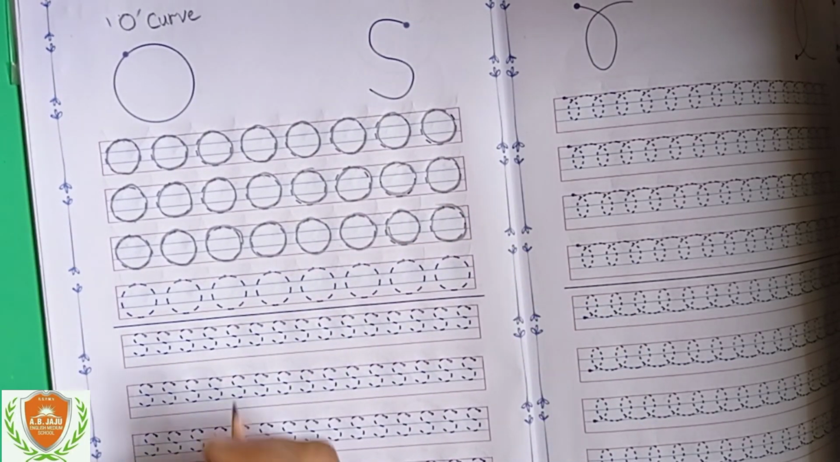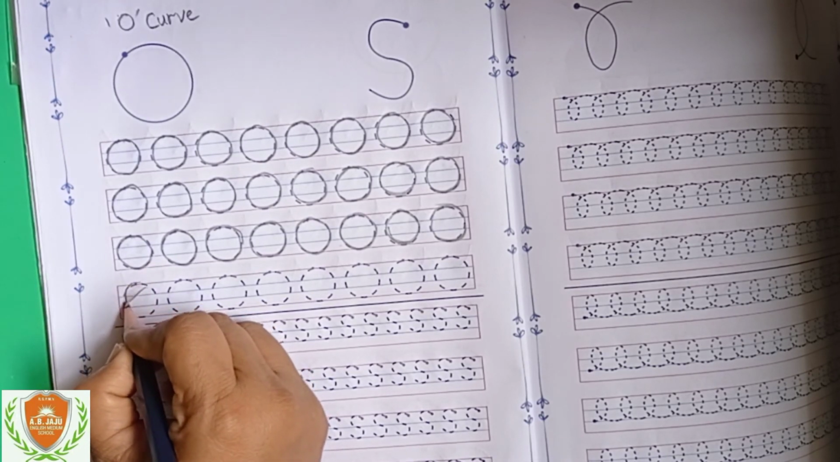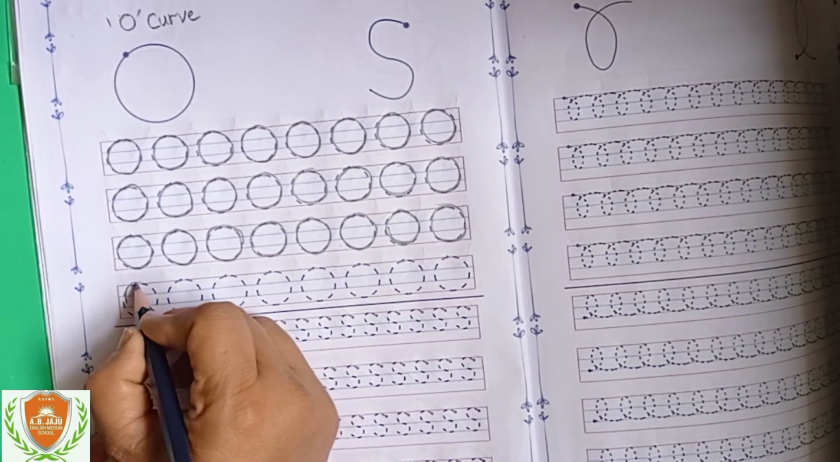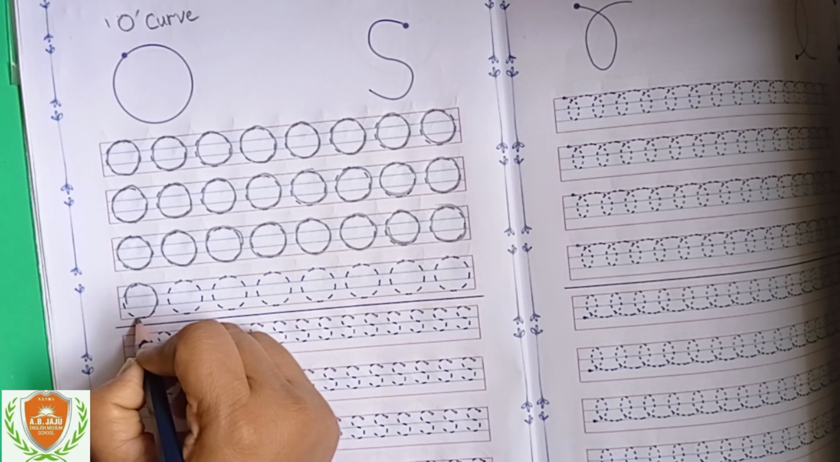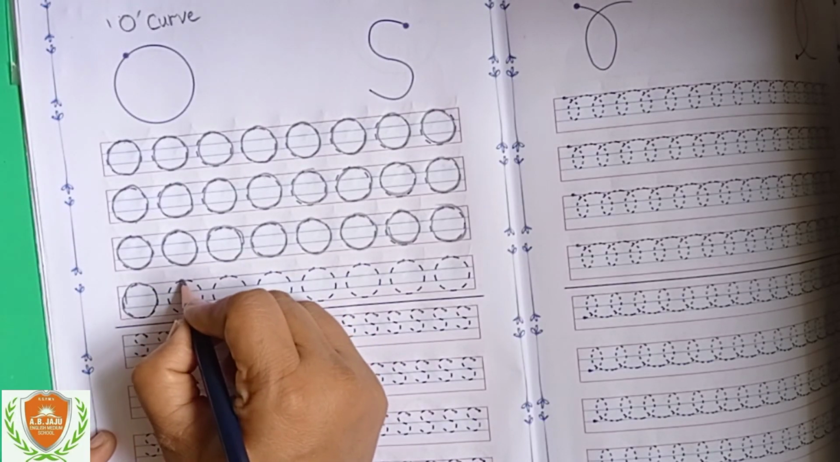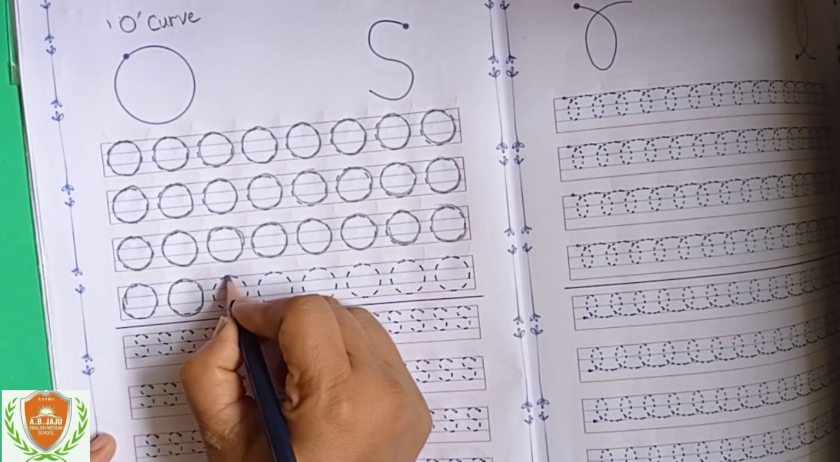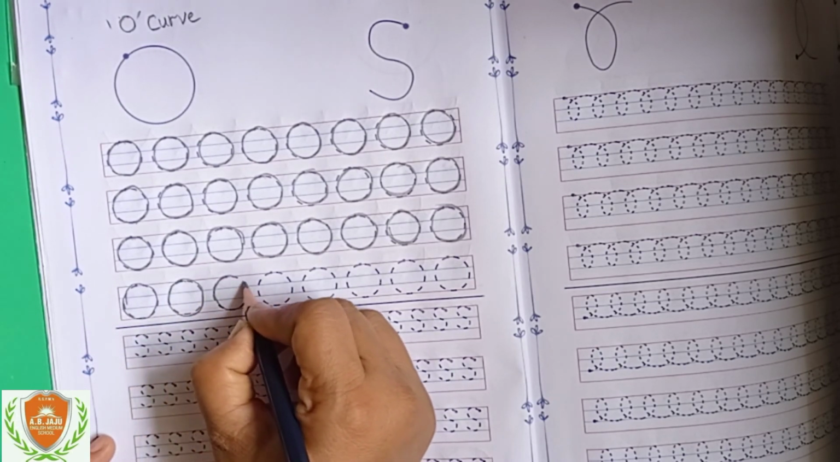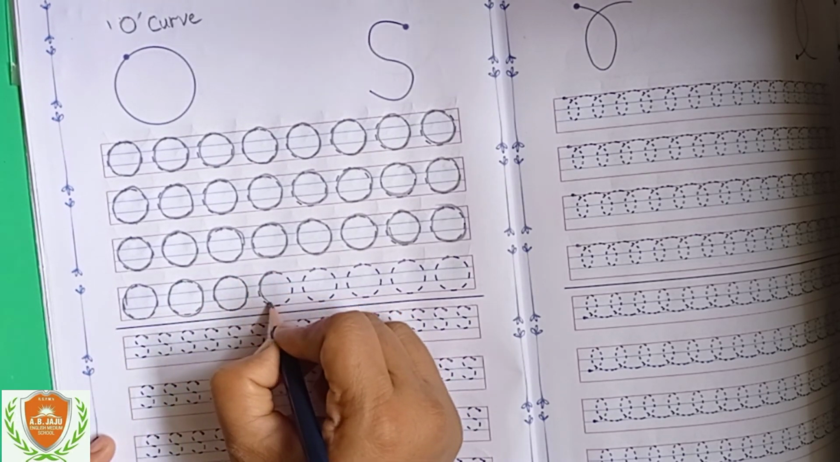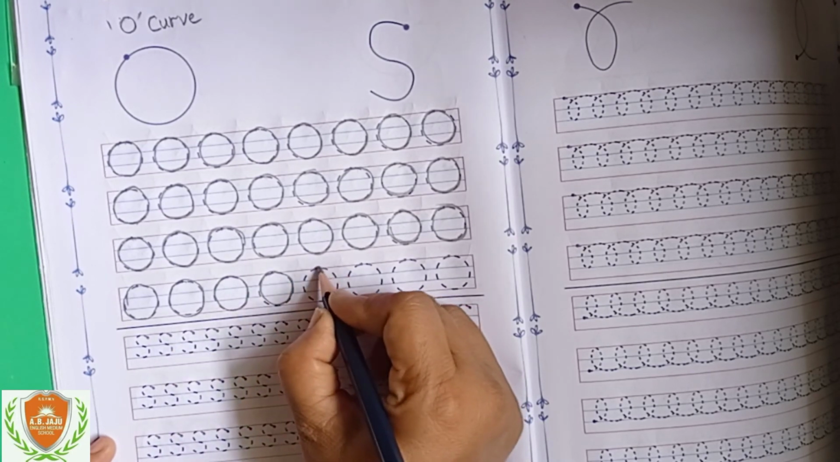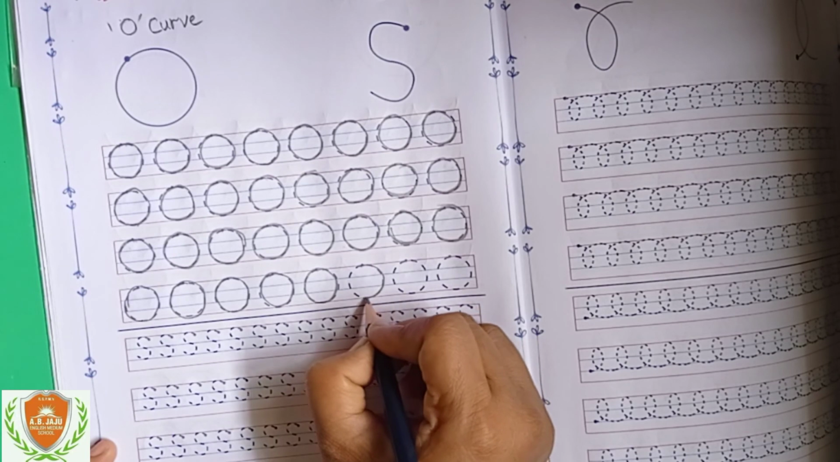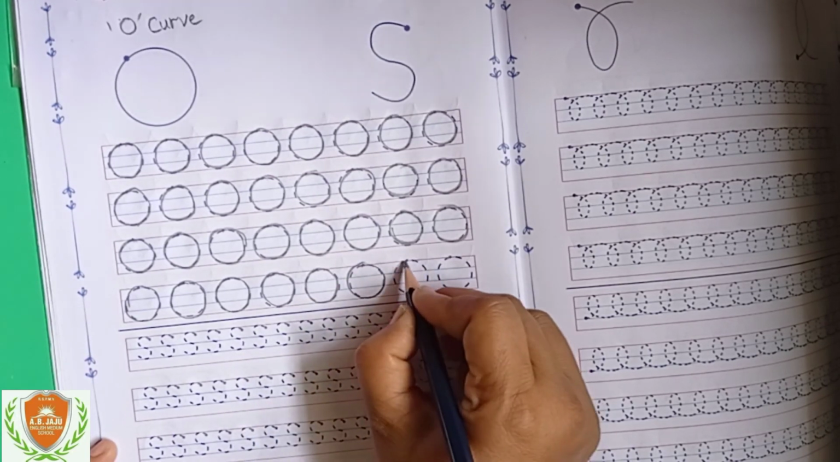Like this you have to trace. Sharpen your pencil, student, and then trace. Okay, you trace on your own. You have to trace by yourself in the book. Like this. This is curve.